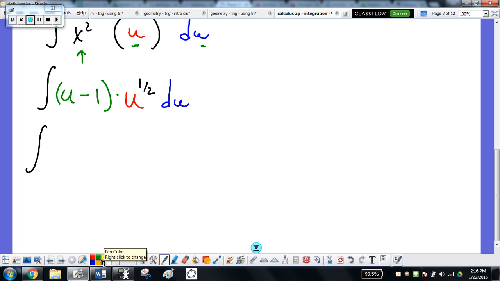And now, what's useful is we can now distribute, right? Because the green parentheses there is not being raised to anything. It's just u minus 1 times this u to the 1/2. So that becomes, I'll do this in a new color because we're combining terms, u to the 3/2, right? Minus u to the 1/2, du.